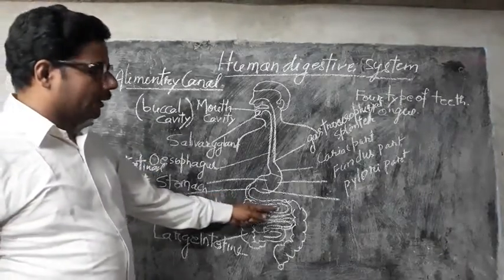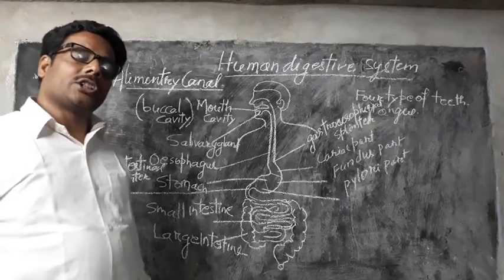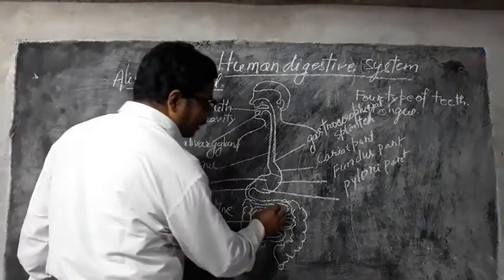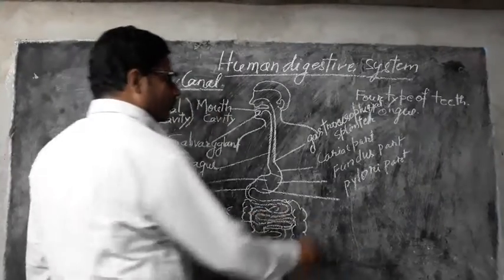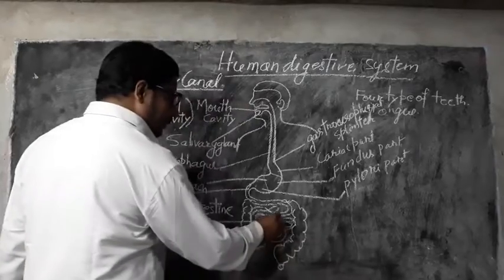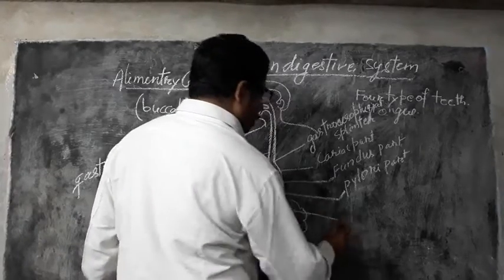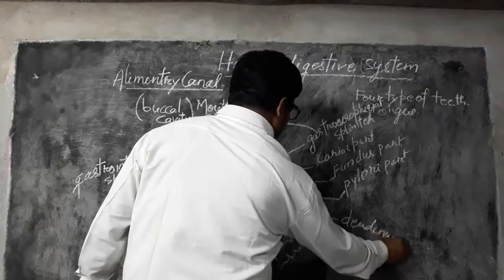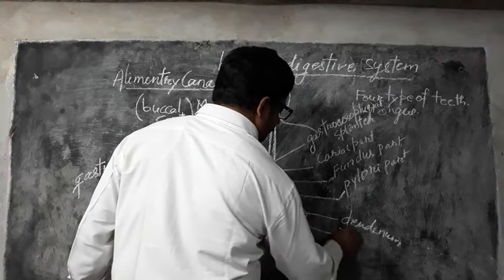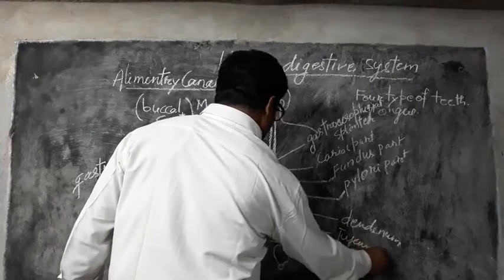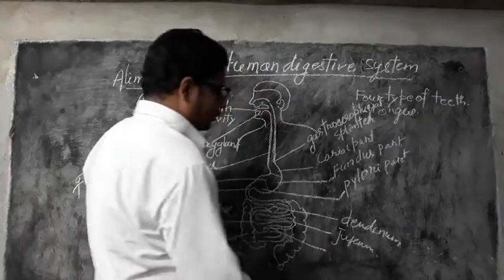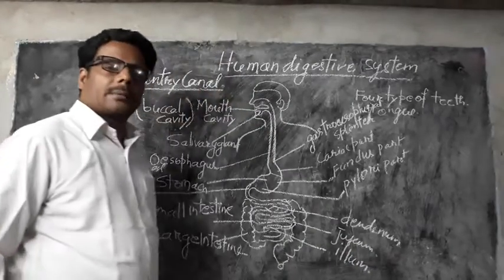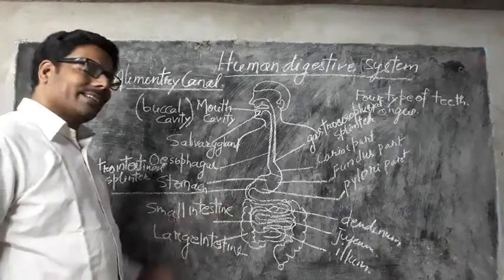Thereafter, it leads to a tube-like structure. This tube-like structure is known as the small intestine. The small intestine has three parts. What are the three parts? Number one, duodenum. Number two, jejunum. And number three, ileum, the last part. So these three parts of the small intestine are duodenum, jejunum, and ileum.